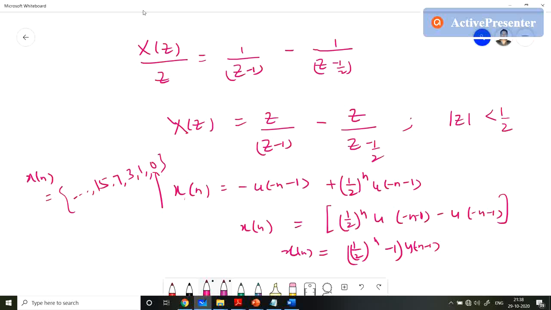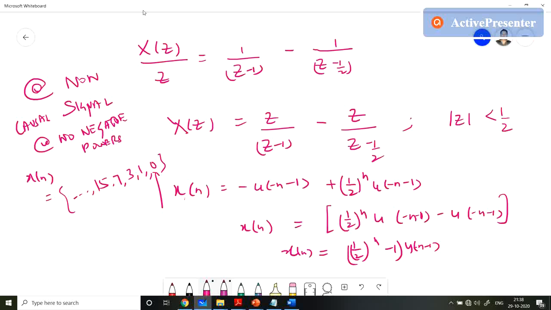Please see here, only positive powers of z are there. We don't have any negative powers of z. So this is basically the non-causal sequence, the non-causal signal, because no negative power of z is present. So this is the solution.